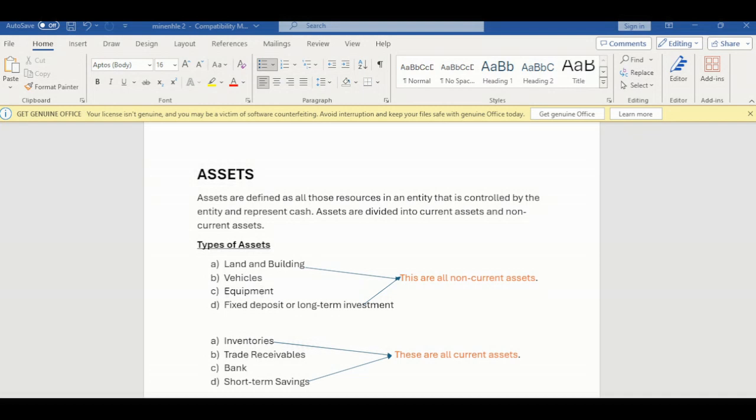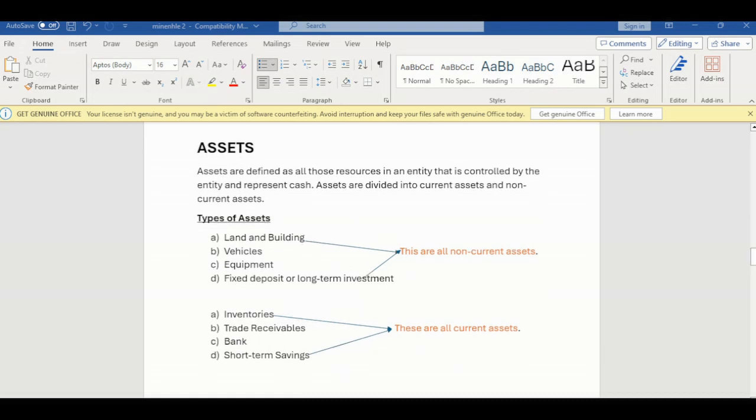Now we move on to the current assets. We have done non-current assets. Moving on to the current assets, we have inventories, trade receivables, and bank and short-term savings. These are all current what? Assets. When we talk about inventories, we talk of the trading stock of the business.